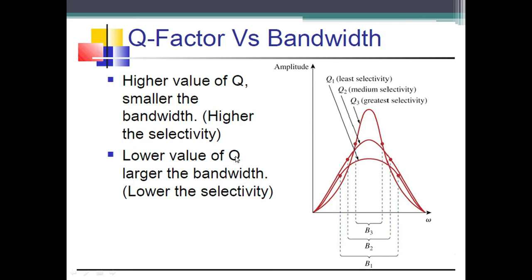So the lower the value of the quality factor, the larger the bandwidth and the lower the selectivity, and the higher the value of the quality factor, the smaller the bandwidth and the higher the selectivity.